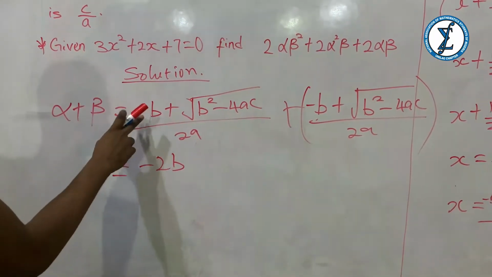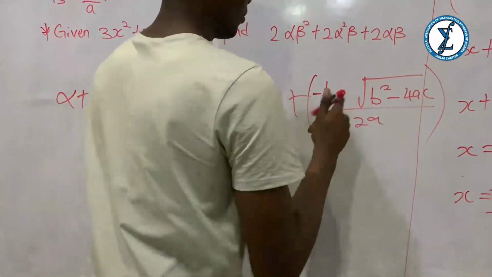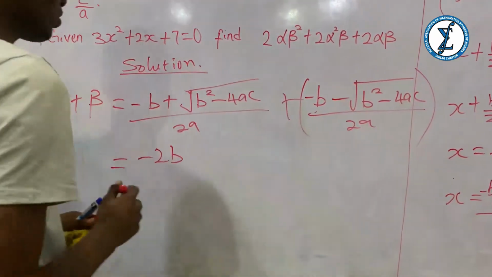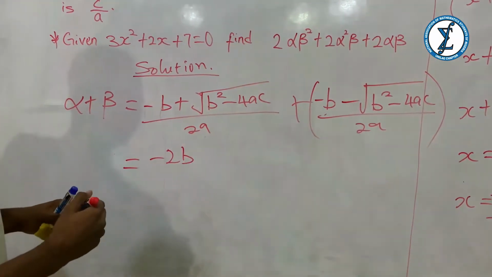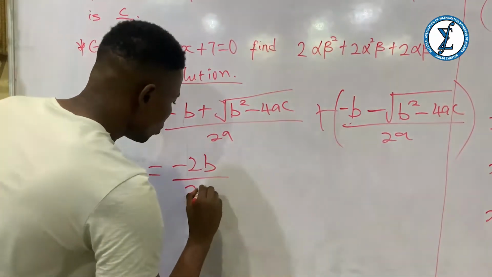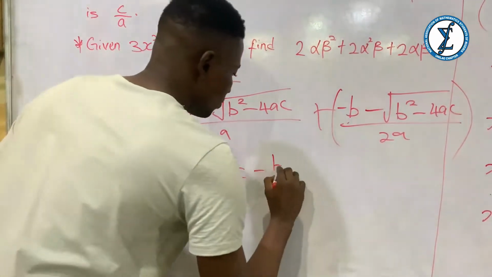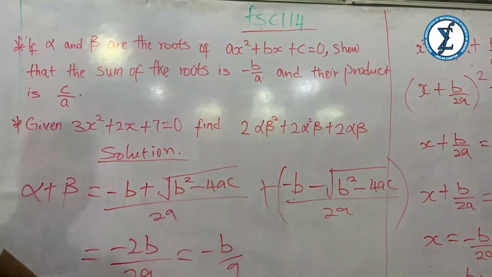Okay, hold on. There's a mistake somewhere. I have plus here, I should have minus here. I have plus here, I should have minus here. So automatically this cancels out this. This cancels out this. So I have what? Minus 2b all over 2a, which will give me minus b over a. We've been able to prove our first one, minus b over a.